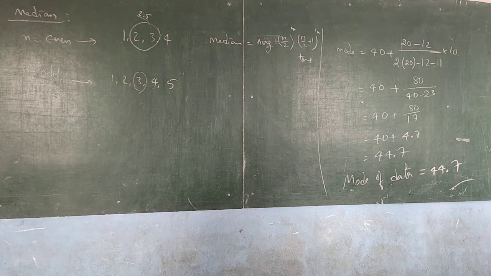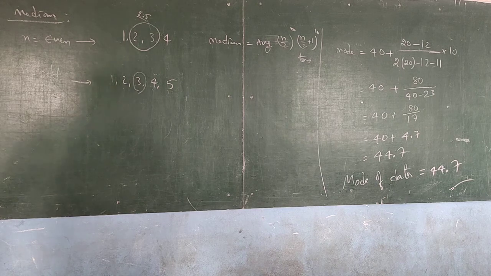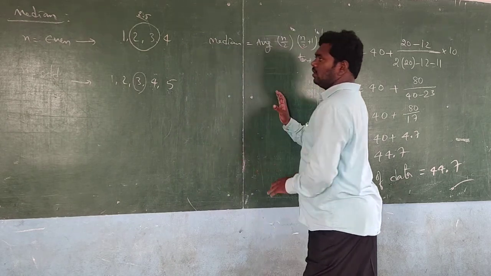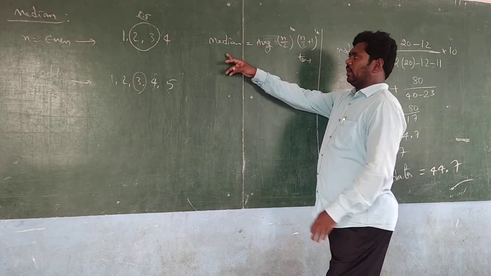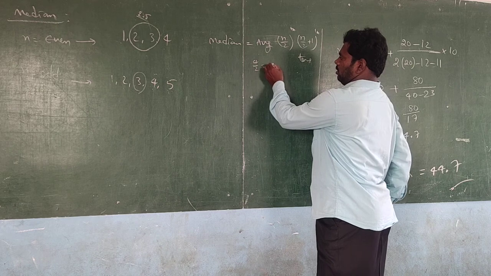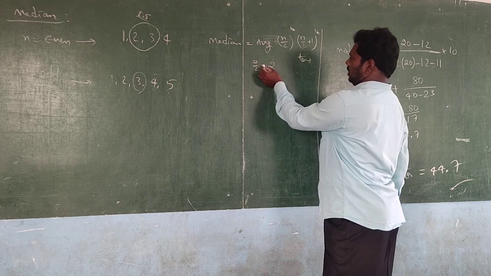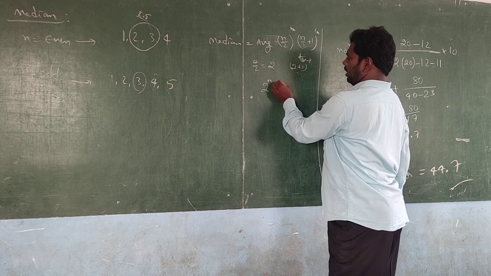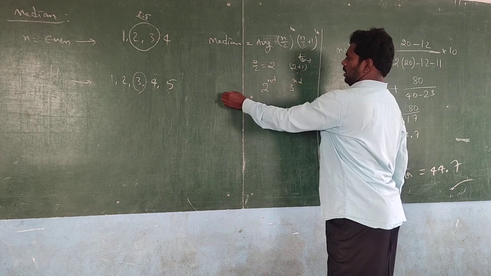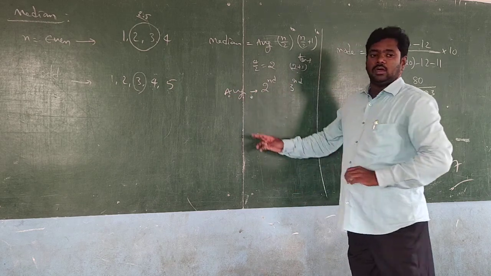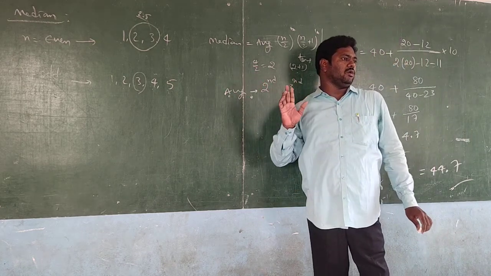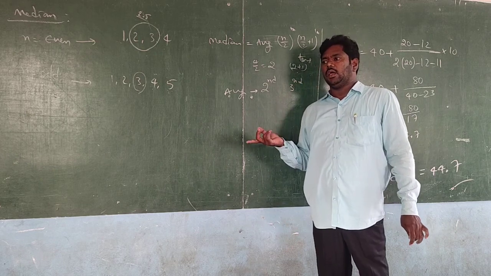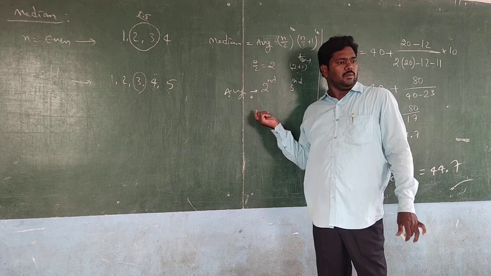Average of the N by 2 and N by 2 plus 1 terms, that is how we find the median for N even. N by 2 is 4 by 2, which is 2, and next, 2 plus 1. Nothing but the second term and third term. Average of the second and third. One more important thing: you should arrange the data in ascending or descending order. Only then can you find the median value.